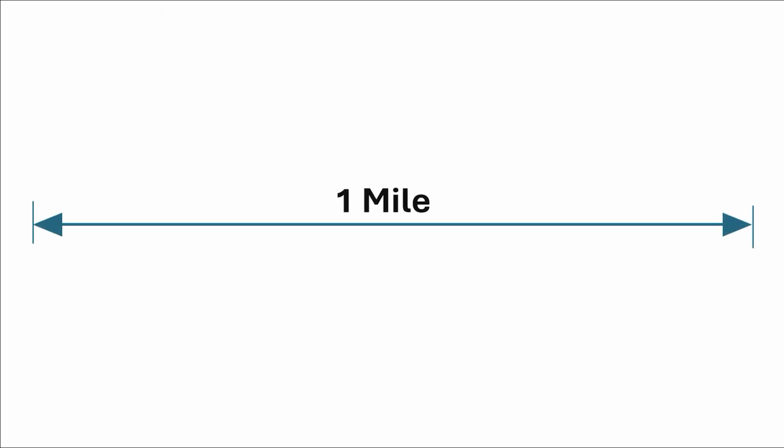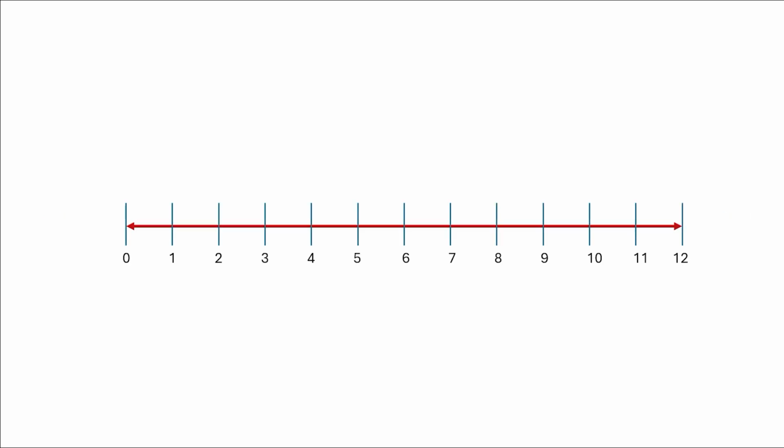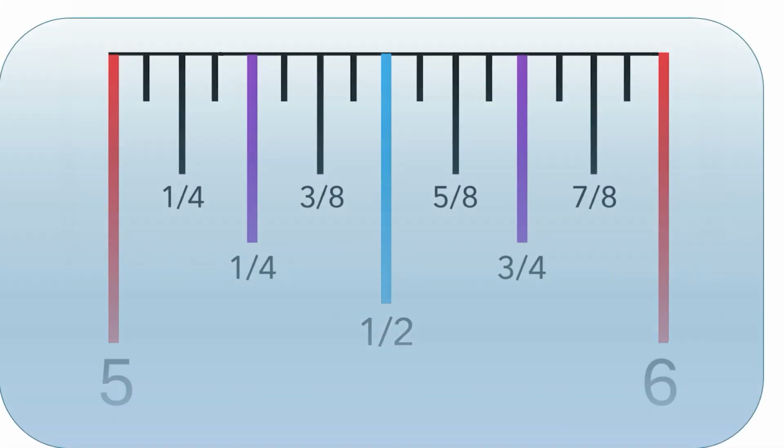Imagine this line represents 1 mile. A mile is made up of 5,280 feet. If we zoom into one of those feet, we can see that a foot is divided into 12 inches. Zooming further into one of those inches, we can see that an inch is further divided into fractions of an inch.